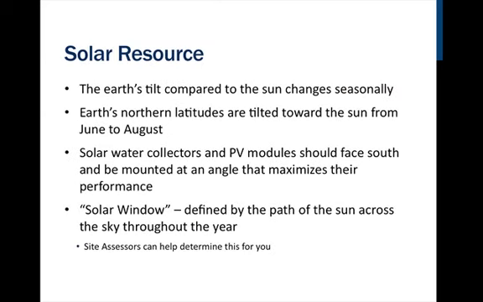Again, we want to optimize the performance of our system, and the same rules that apply to the solar thermal system apply here when it comes to the solar resource. We have to pay attention to the sun's seasonal changes to optimize the performance. We need to have our array mounted at an angle to the sun that will maximize their performance and be in the direct sun with no shading from 9 a.m. to 3 p.m., aka our solar window.